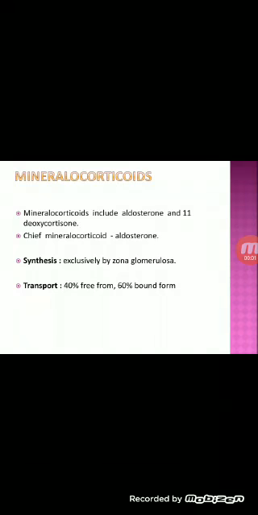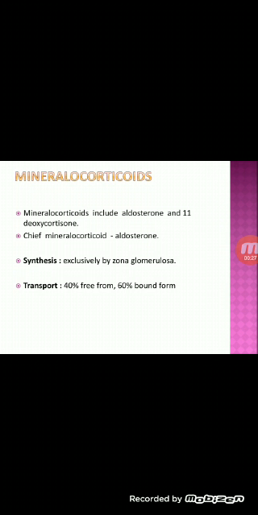To the mineralocorticoids. The mineralocorticoids are the corticosteroids that act on the minerals, that is electrolytes, particularly sodium and potassium. The mineralocorticoids include aldosterone and 11-deoxycortisone. The chief mineralocorticoid is aldosterone, which performs about 90% of the mineralocorticoid activity. Aldosterone is very essential for life, and it is called the life-saving hormone. Glucocorticoids are life protecting and mineralocorticoids are life-saving hormones.